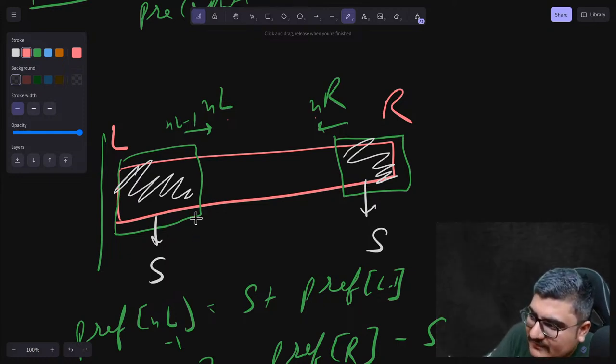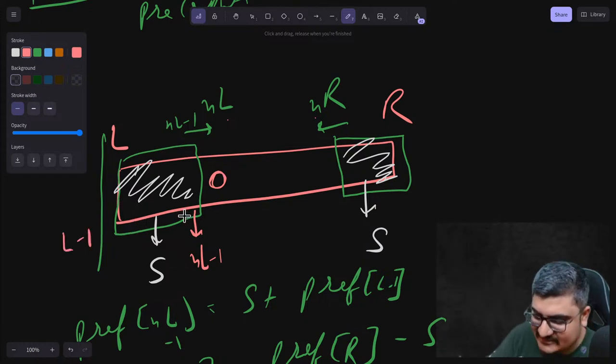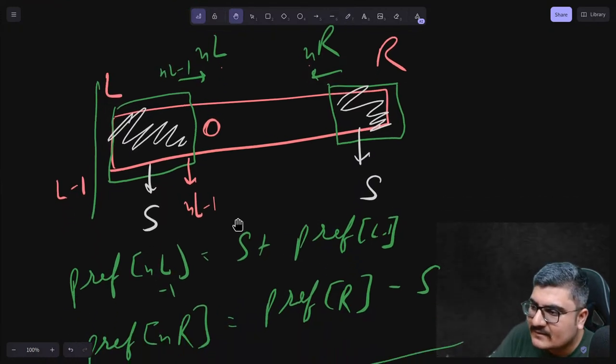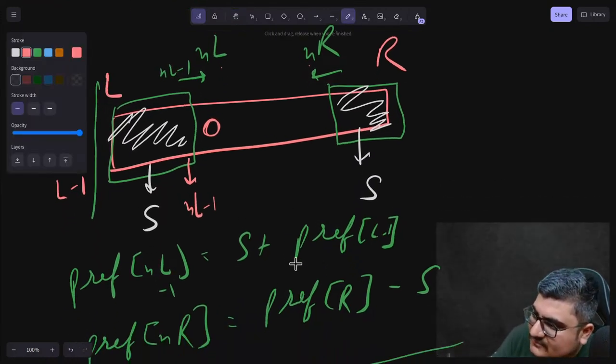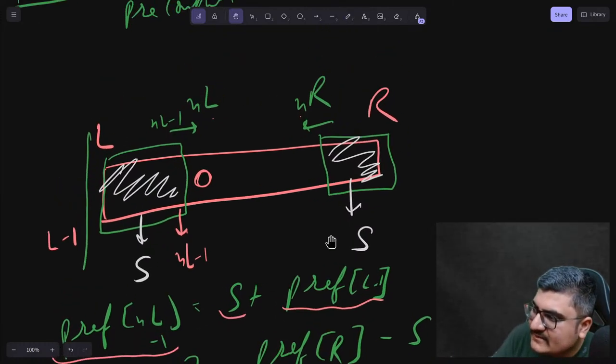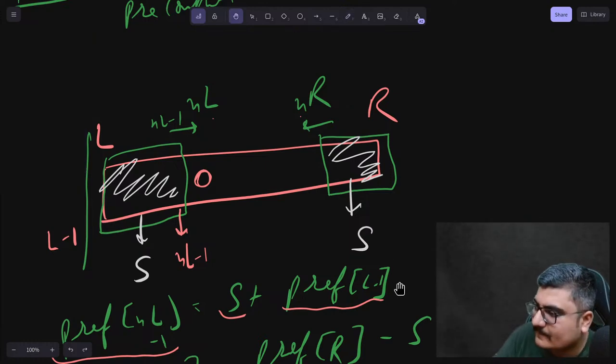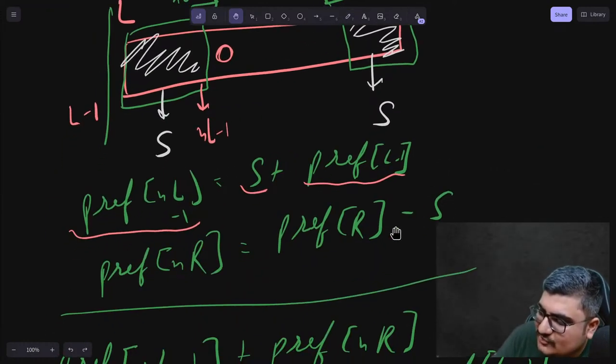So the last index over here would be NL minus 1, because NL is the new index where I would be going, and the element before L is L minus 1. So if the sum of this element is S, then the sum of the first L minus 1 elements plus S will give me the sum of the first NL minus 1 elements. Similarly, since it is equal, the sum of the first R elements should be equal to the sum of the first NR elements plus S. So I have written these two equations here.